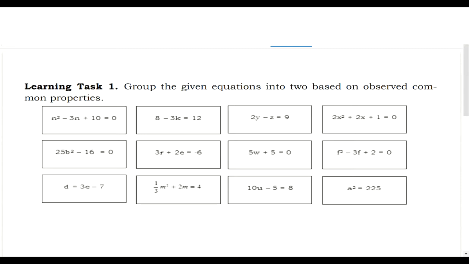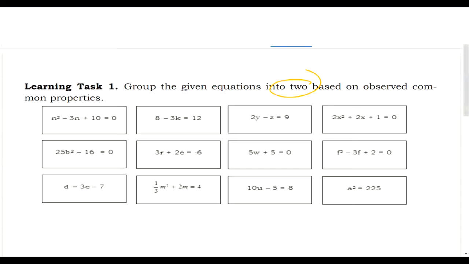Anong gagawin natin dito sa 12 equations na ito? We're going to group them into 2, based on observed common properties. We group these equations according to their degree. Ano yung degree? Ang degree, ito yung pinakamataas na exponent ng variable na makikita mo sa isang equation.